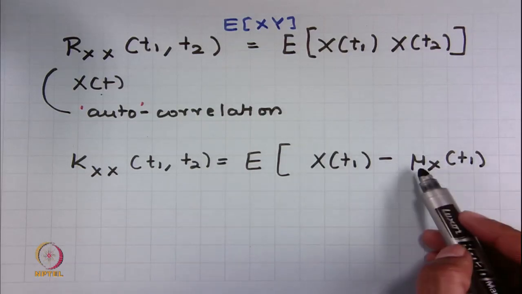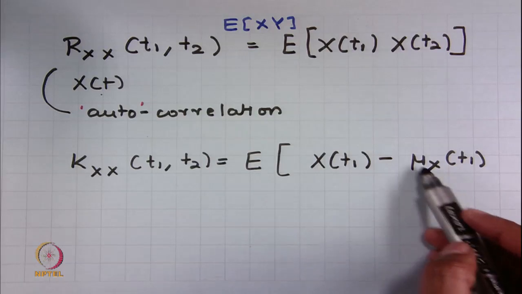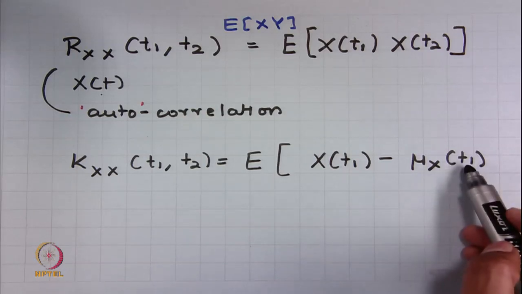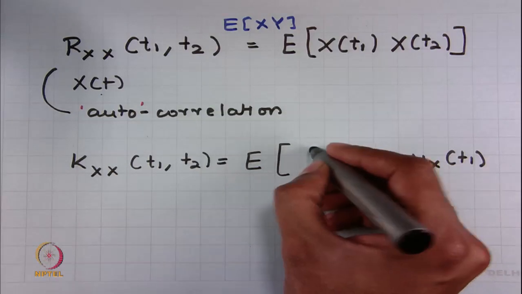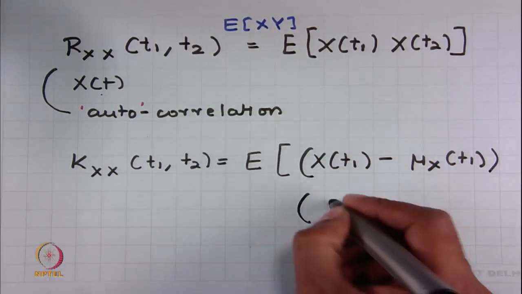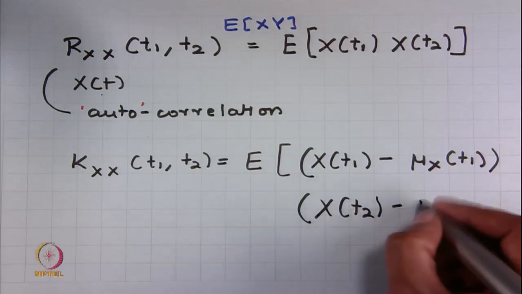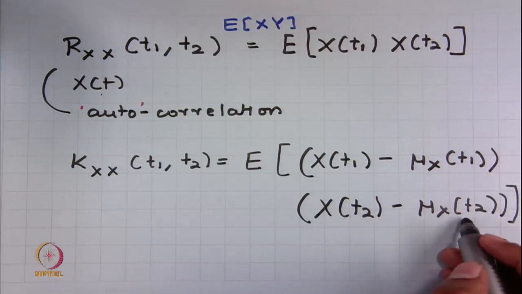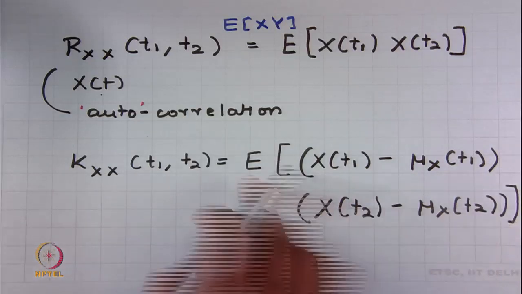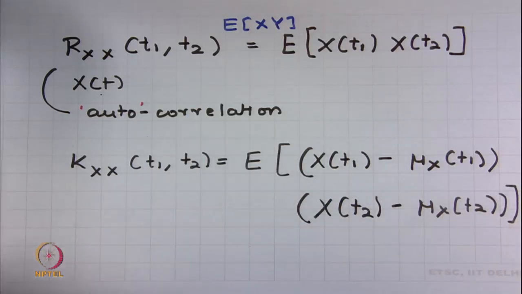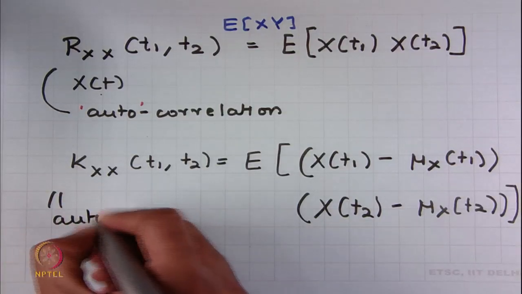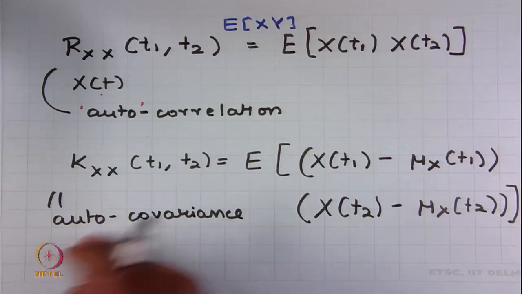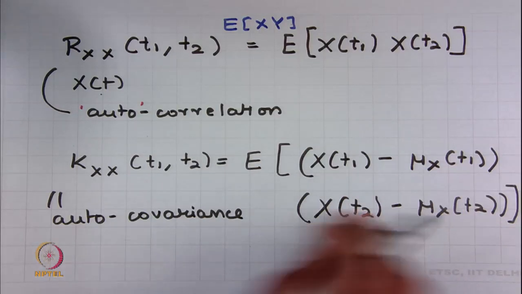So, this quantity represents the mean of the random variable obtained by sampling the random process x(t) at time instance t1. Okay. So, we get this, and then we have to obtain the second random variable and subtract from it its mean. We multiply these two things, we take its expectation, and this will give us the auto covariance. Again, auto means that the two random variables are formed by sampling the same random process.